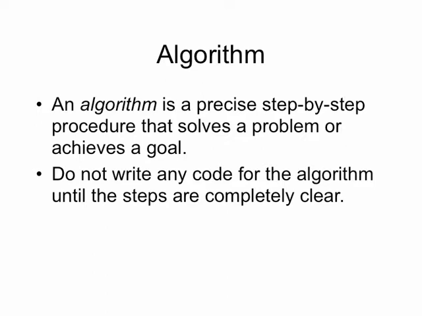Do not write any code for an algorithm. Do not write an algorithm until the steps are completely clear. You can't solve a problem that you don't know how to solve. You can call an algorithm someone else has written. Like, let's say you don't know how to do a bucket sort, but there's a bucket sort routine that you could call. Sure, you can call that method. You don't have to know how it works. You just have to know that it works. But you can't write your own algorithm until you know how to solve the problem.